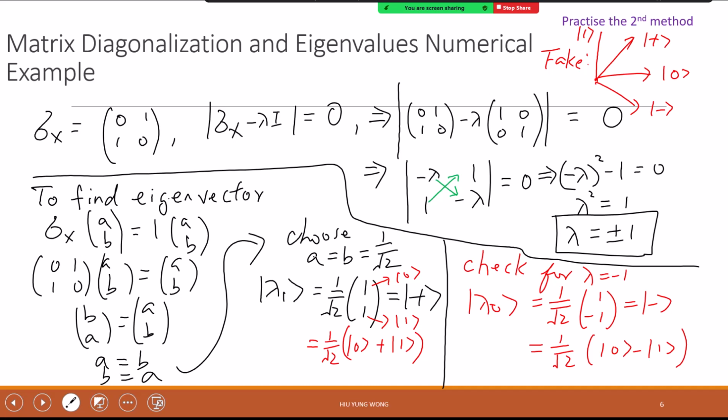Okay, so now you see something. This sigma x has an eigenvalue plus minus 1. Sigma z also has eigenvalue plus minus 1. But they have different eigenvectors, right? The plus eigenvector corresponds to the 0, the 1 eigenvector in z. Okay? They have different eigenvectors, but they have the same eigenvalue. Is that okay? Any questions?